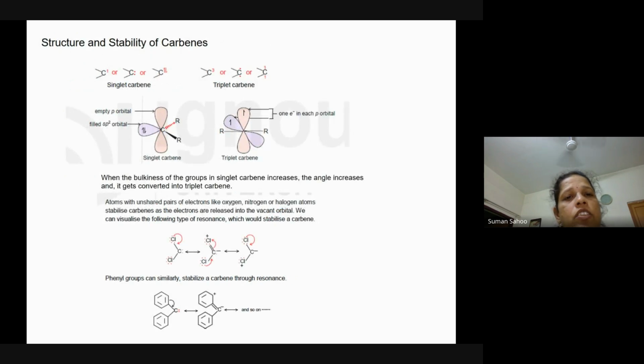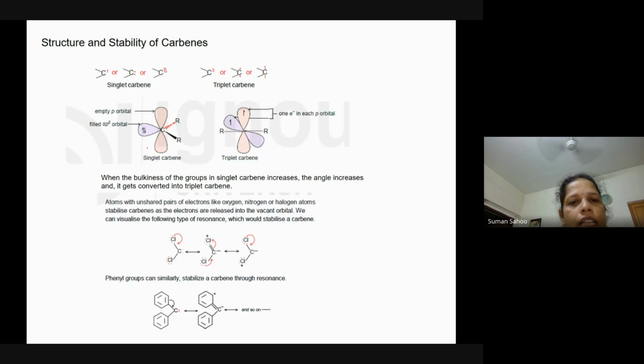Next comes the structure and stability of carbenes. In this case, carbon has four electrons, two of which are involved in bond formation and two electrons remain. So it can undergo either sp2 hybridization or sp hybridization. As it has two bonds, it can go either sp or sp2.